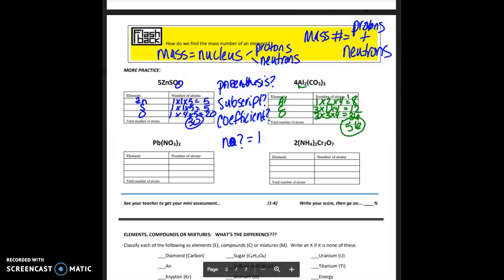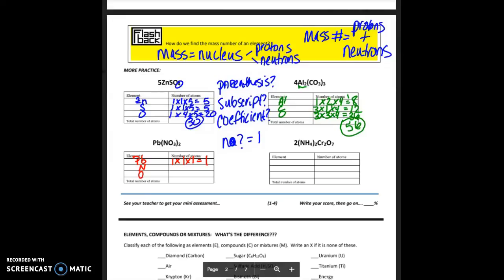All right, the next one up, here we've got Pb, which is lead, N, which is nitrogen, and O, which is oxygen. Our first question, parentheses? No parentheses for the lead. Subscript, that would be a no, and coefficient is a no, giving us just 1 lead atom.